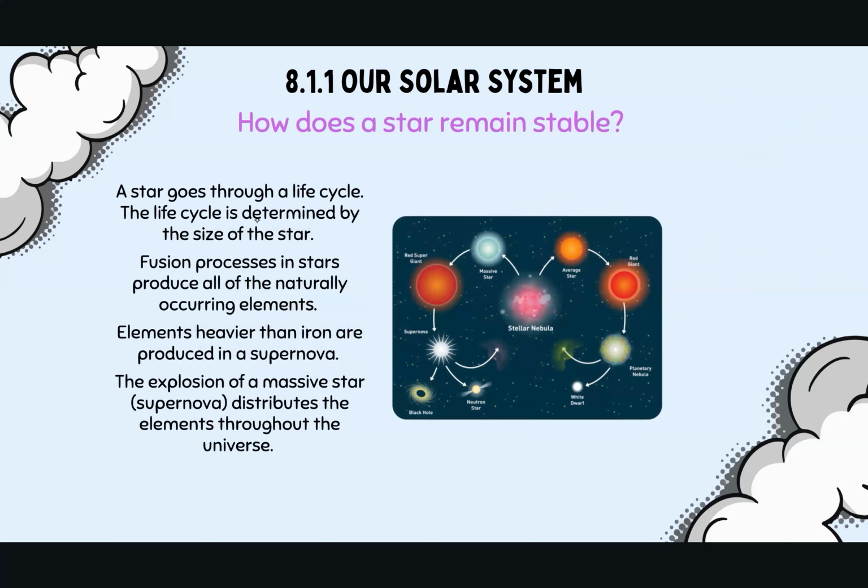So how does a star remain stable? A star goes through a life cycle. The life cycle is determined by the size of the star. So the fusion process in stars produces all of the naturally occurring elements, as I've just shown on the slide before, but elements heavier than iron are produced only in a supernova. Only a supernova would provide enough energy to fuse them together. So the explosion of massive stars, supernova, distributes elements throughout the universe.